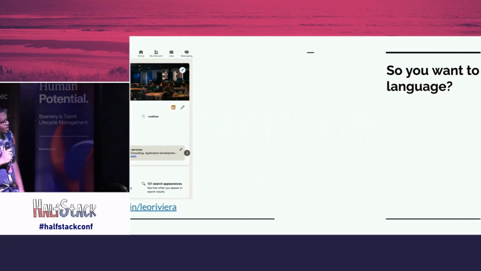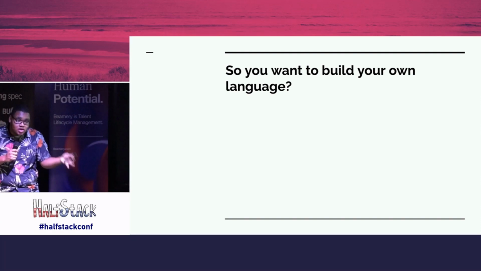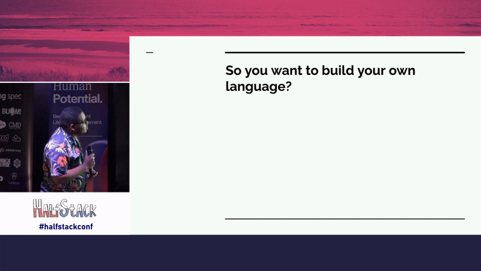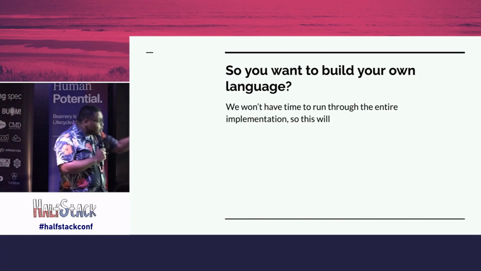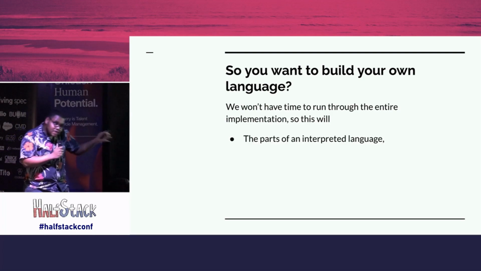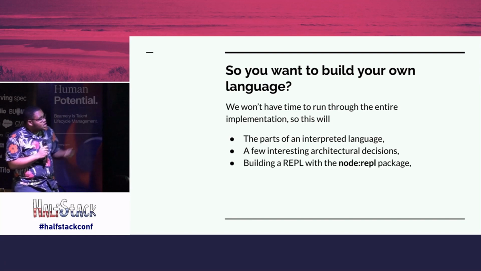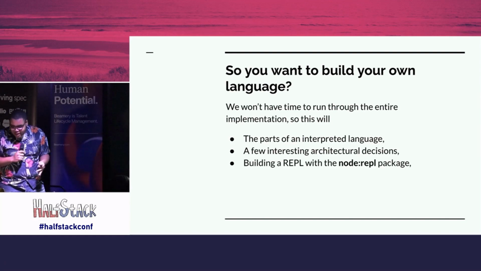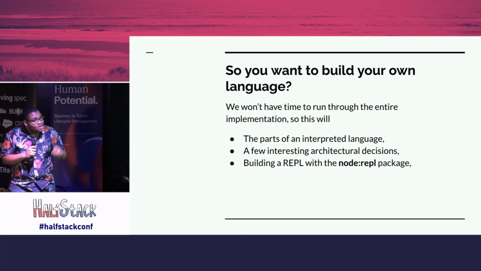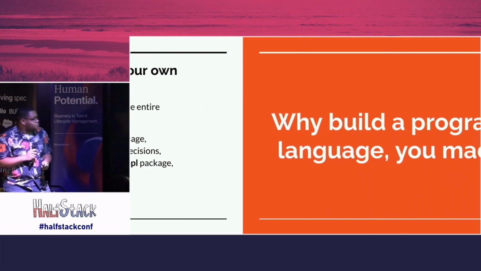So, you want to build your own language. Maybe you want to feel smart, maybe you want to feel a little bit vain and have something named after you. Maybe you're bored, maybe you're incredibly sad. We won't have time to run through the entire implementation, so we'll only touch on the different bits of an interpreted language, a few interesting architectural decisions, and also building a REPL with the REPL package. But effectively, this is a talk about getting to grips with language design, making terrible decisions, and also making something fun that you can talk about.